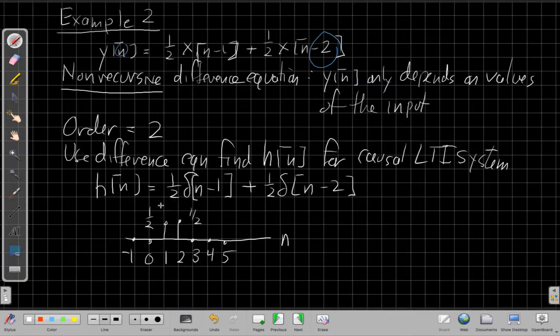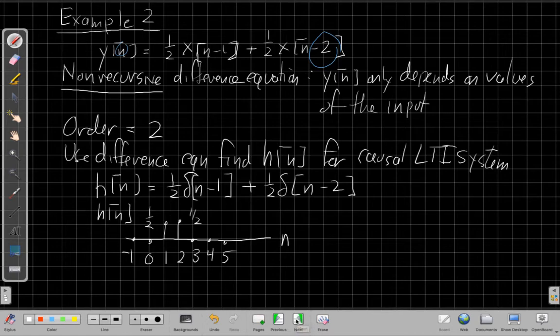So this is a non-recursive system, and we see why we call these finite impulse response systems. As h of n, this is my picture of h of n here, has a finite length, and then it goes back to being 0 again. Okay, so those are two examples of how we apply the term non-recursive, how we find the order of a difference equation, and how I can use the difference equation to find the impulse response.